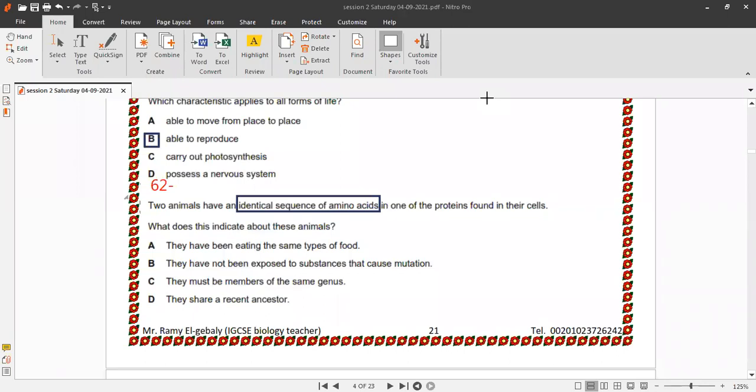The answer of question 62 is D. Why D? Because a recent ancestor means the recent grandparents.